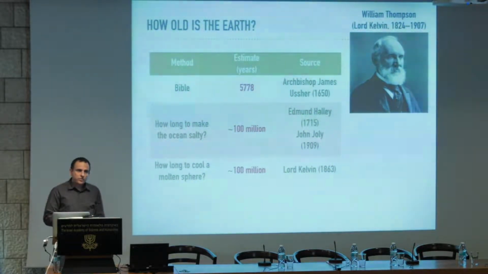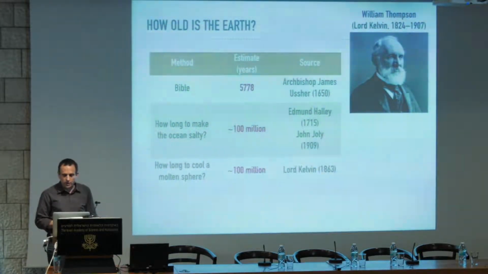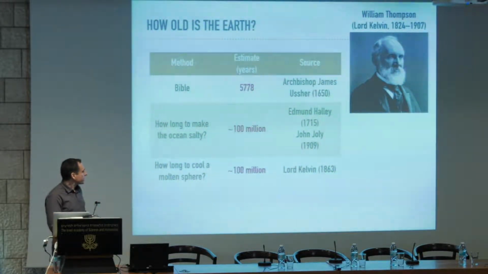But when some measurements were made of the heat flux, of the geothermal gradient, the change in temperature with depth into the Earth, he performed this calculation. I should note that the assumption was that the Earth cooled only by conduction of heat. And so he was able to calculate that the age of the Earth was, again, about 100 million years.